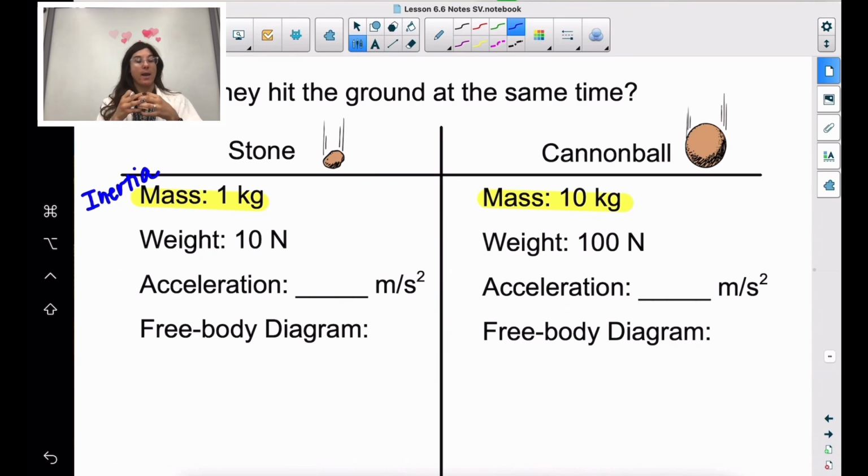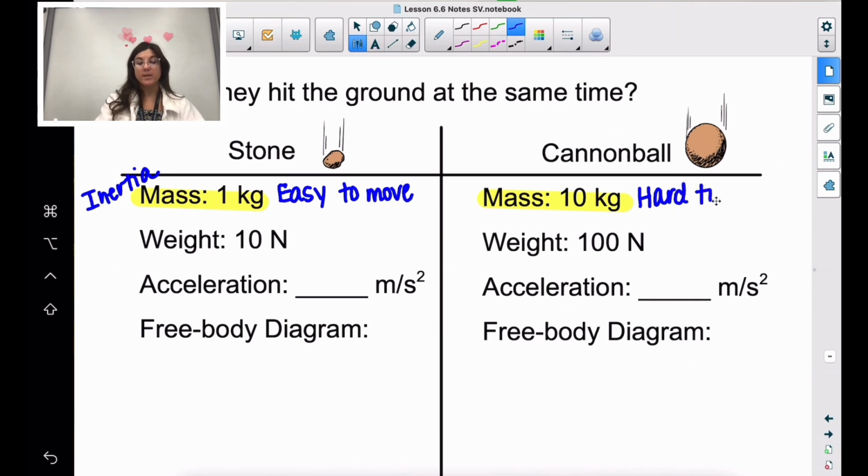Something with less mass is going to be easy to move. Think about an empty shopping cart. An empty shopping cart has very little mass, so it's very easy to push it around the store. Whereas a full shopping cart, or something with a lot of mass like the cannonball, is going to be very hard to move. Why? Because it has a lot of inertia. So it resists moving and wants to just stay put. So we've already got this difference in inertia.